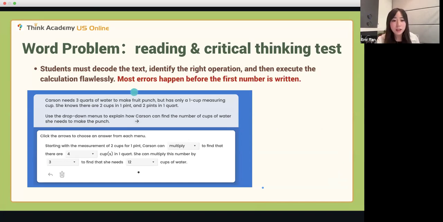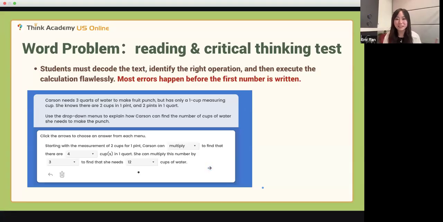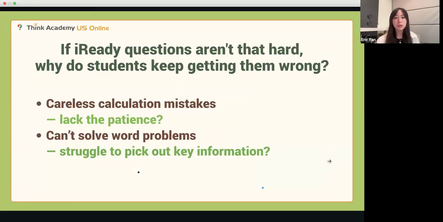It's so long, right? And after you understand the question, you're also going to understand the logic in the answer. If you cannot figure out the logic they have in the answer, it's still going to be a little bit harder for the kids. So it's actually like reading for some of the questions. If the questions aren't that hard in general, why do students keep getting them wrong?